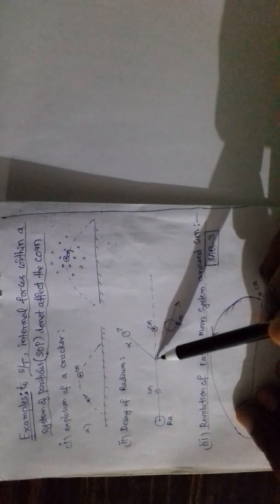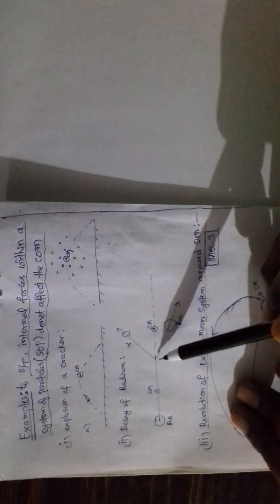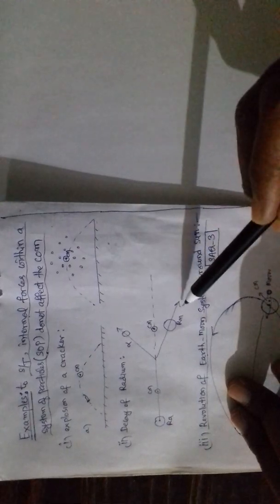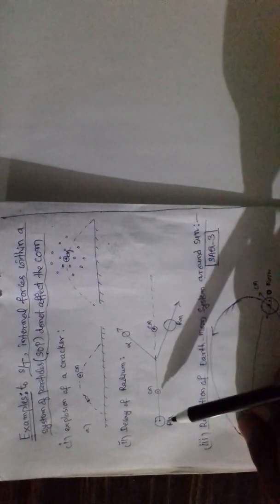Radium nucleus is moving in a horizontal straight line. Suddenly when it came here, it disintegrated into two. One is alpha particle, another is radon nucleus. These are moving in different directions, but center of mass of the two particles will be moving in the same horizontal straight line. Here the reason for decay is internal forces, and those internal forces did not affect the motion of center of mass before decay, after decay.